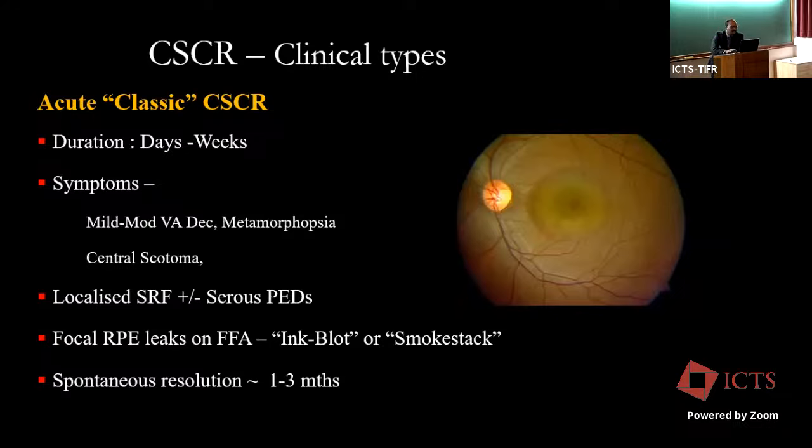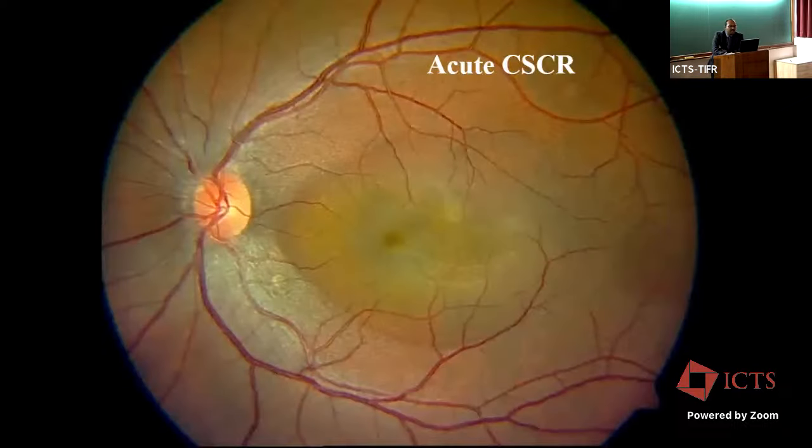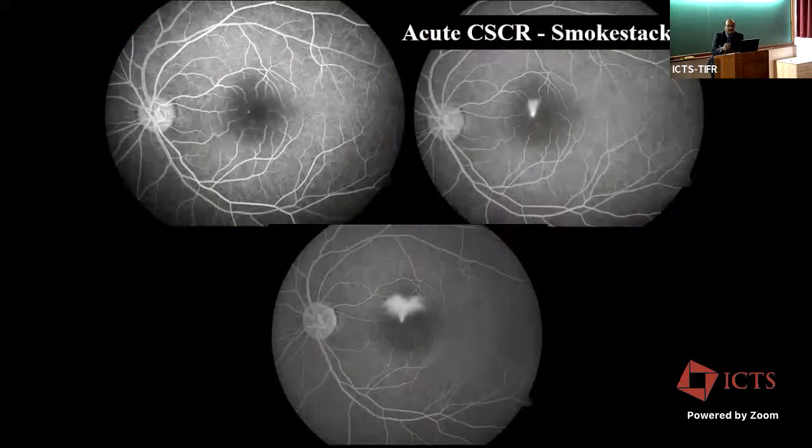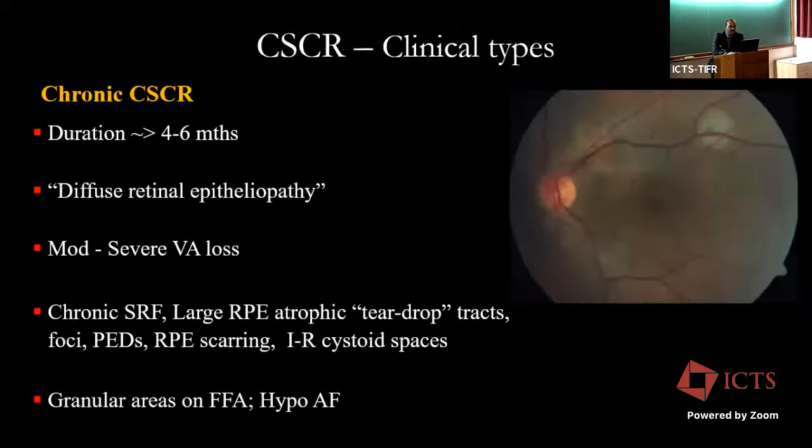So that is seen, this localized subretinal fluid, the focal leaks we'll talk about, and sometimes it can go away by itself with reduction of stress. So this is how it would look, and this is on the fluorescein angiogram. You'll see an ink blot leak, a small start, and then it increases. Or you can see a more dramatic but less common smokestack leak, because of convection currents, the dye is rising up in that subretinal blister fluid.